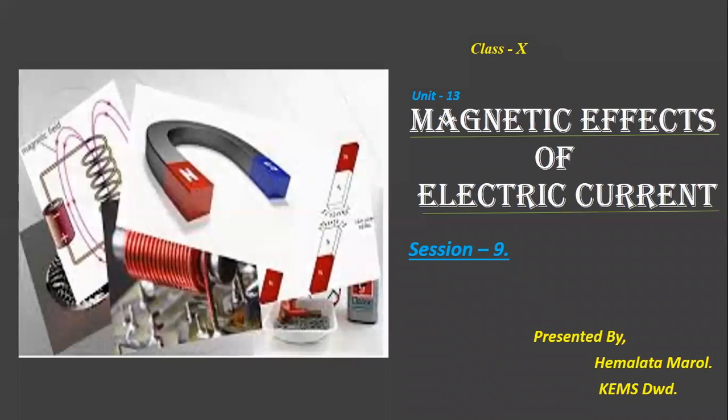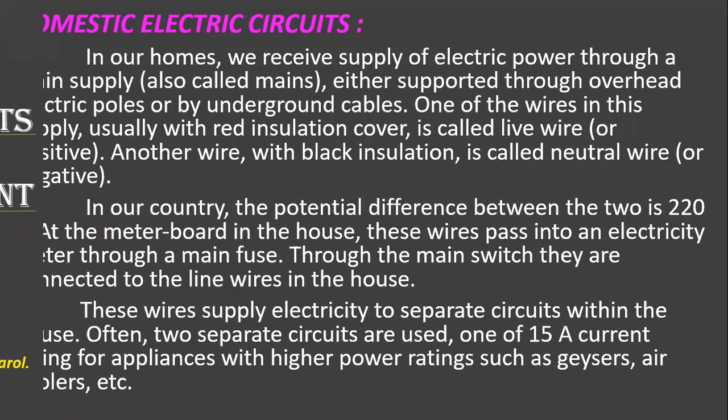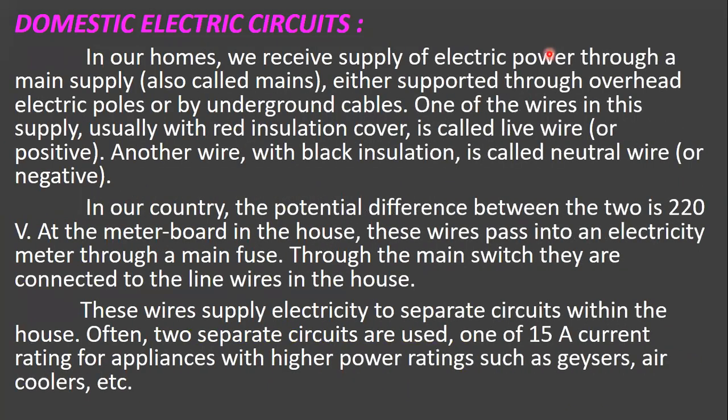Now today, children, we will study about the domestic electric circuits. See, children, what do you mean by domestic? Domestic means it is related to the house or household things. In our homes, we receive the supply of electric power through a mains supply. It is also called the mains, either supported through overhead electric poles or by underground cables.